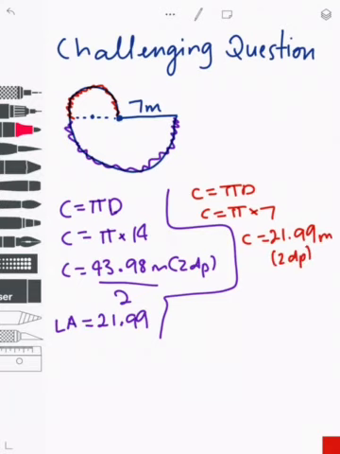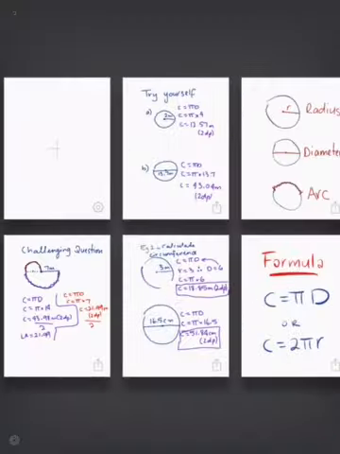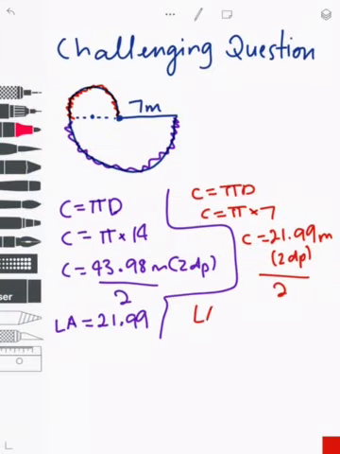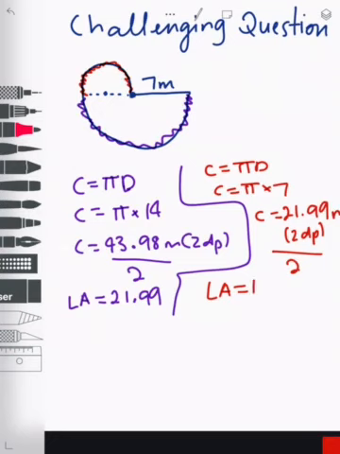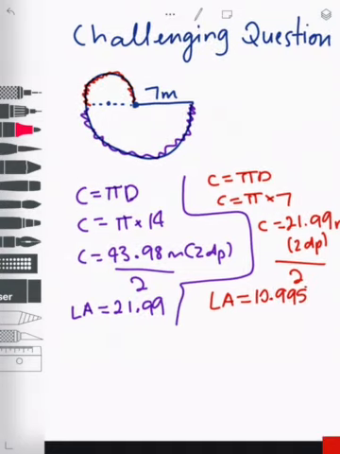Now again here, I only have half a circle. So I need to divide this by 2, because this 21.99 is for a whole circle with a diameter of 7. But I only have half, so I'm going to divide it by 2. And I'm going to get the length of my arc equals 21.99 divided by 2, which is 10.995 meters.